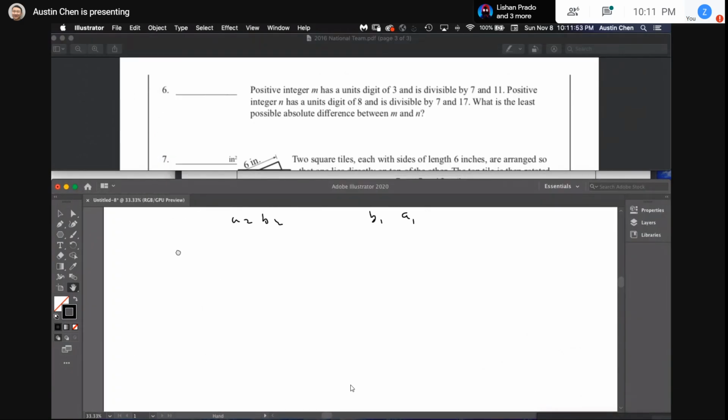All right. Number six: positive integer n has a units digit of 3 and is divisible by 7 and 11. Positive integer m has a units digit of 8 and is divisible by 7 and 11. What is the least possible absolute difference between m and n?